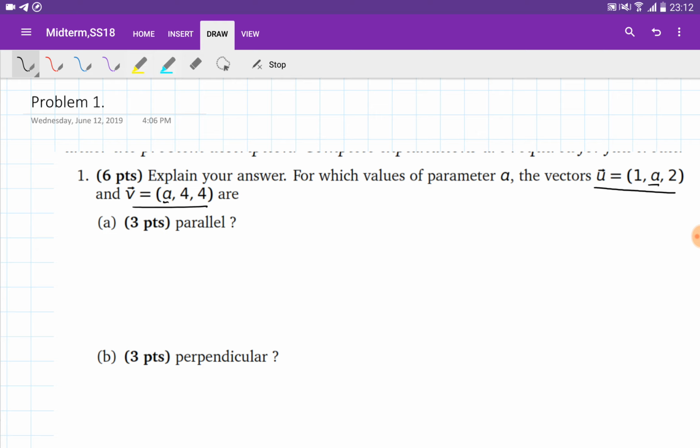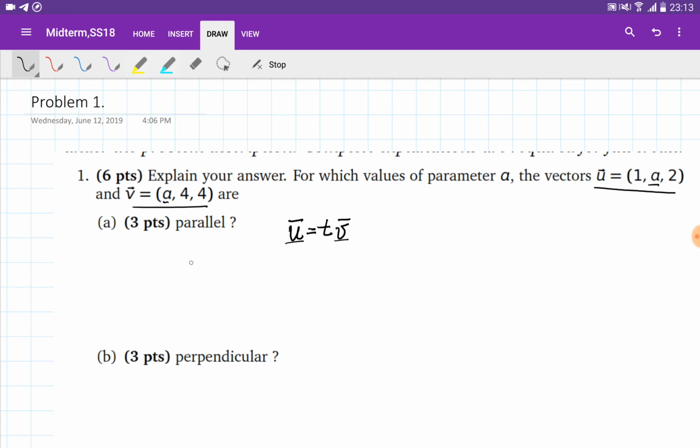here and here. We need to find the proper values for A so that these two vectors become parallel, and we need to find the values for this A, probably different values, where the vectors are going to be perpendicular. Please note that two vectors are parallel, when we talk about position vectors, of course, if one of the vectors can be obtained by scaling the other one, right? One of the vectors is obtained by multiplying the second one by some constant t, right?